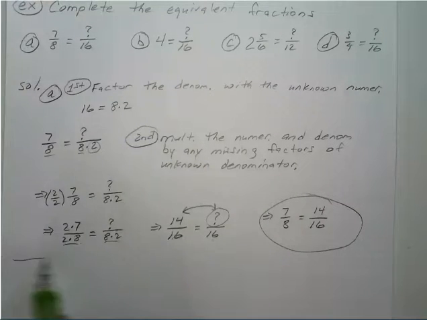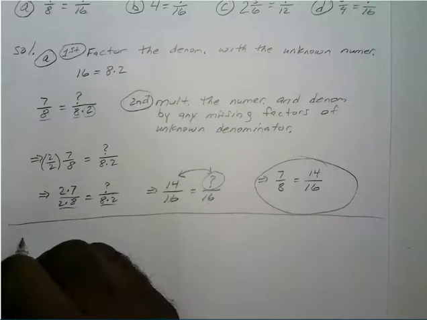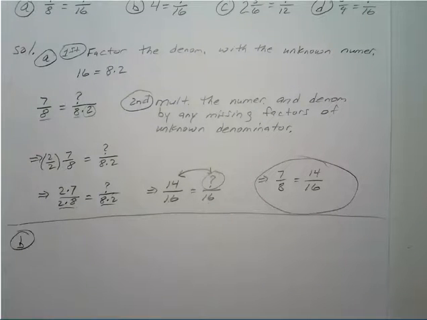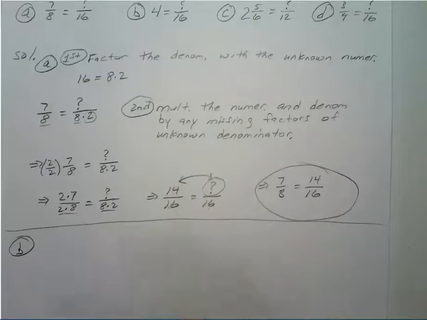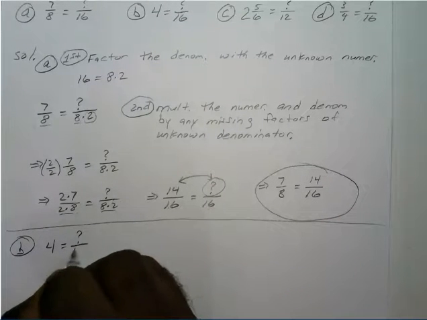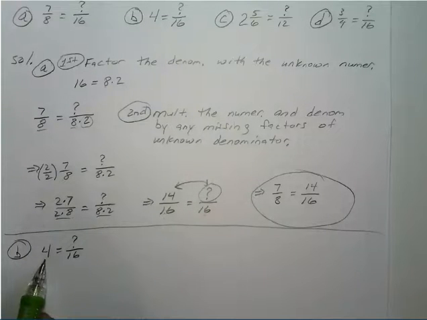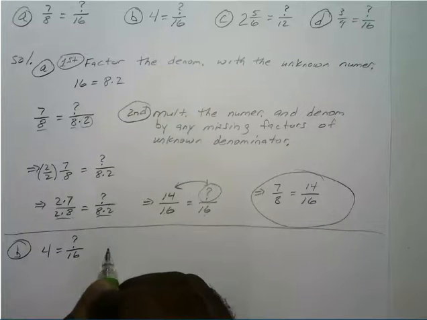All right, so let's go ahead to problem B. And let's do the same thing. We have 4 is equal to some unknown over 16. When you have a whole number and you're trying to find the equivalent fraction, you rewrite it.